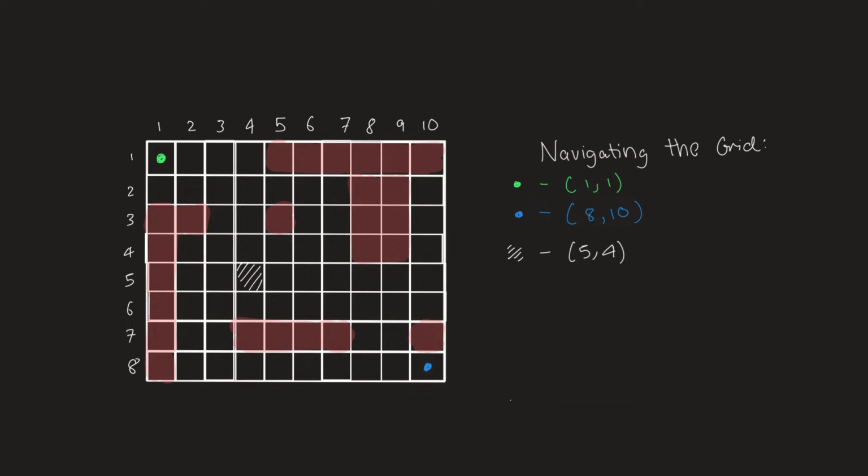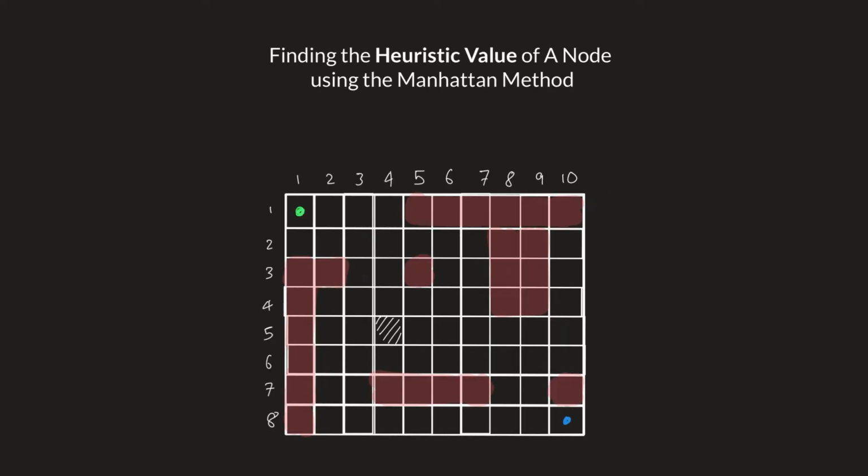Now let's move on. So the first step is to find the heuristic value of a node. Now there are multiple methods for finding the heuristic value, such as the Euclidean method, but in this case we're going to be using only the Manhattan method. So let's see what the heuristic value for 1 comma 1 or the starting point would be.